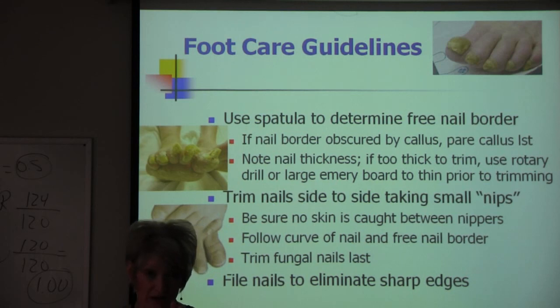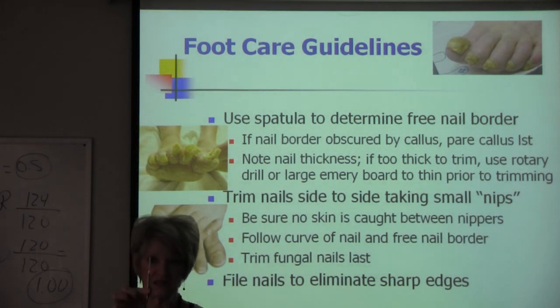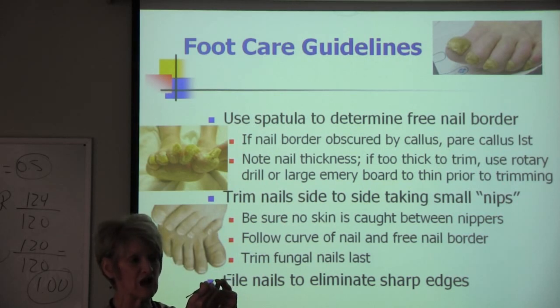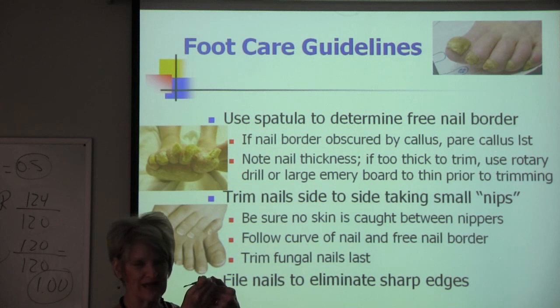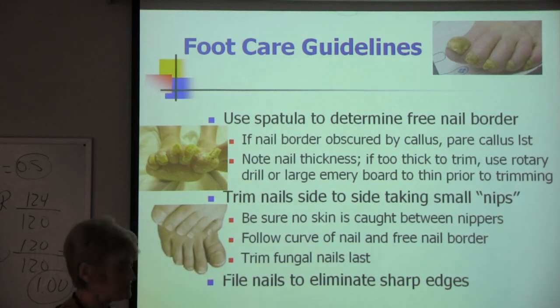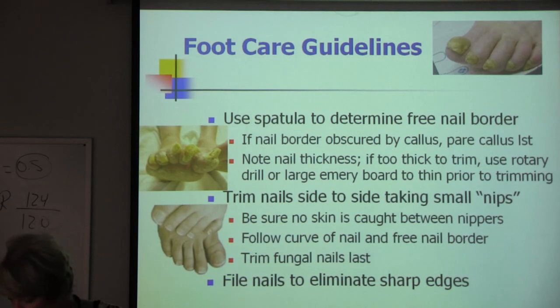So when I'm looking at my free nail border, I need either a spatula or an orange wood stick. We recommend spatulas because they're stainless steel, so we can disinfect them. Also, they're very flat, so they don't cause any discomfort. So what I'm going to do is I'm literally going to move the spatula under the nail, between the nail and the skin. And that tells me at what point does the nail separate from the skin. How much free nail do I have that might need to be clipped? So I wanted to show you a couple of things here.